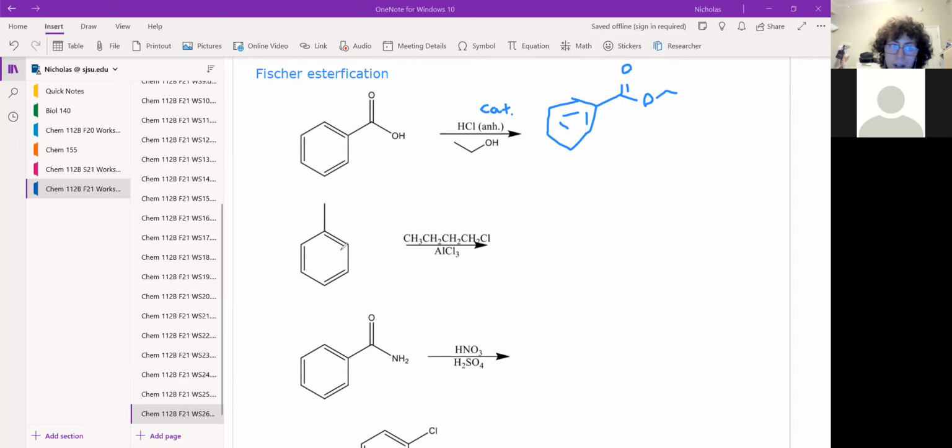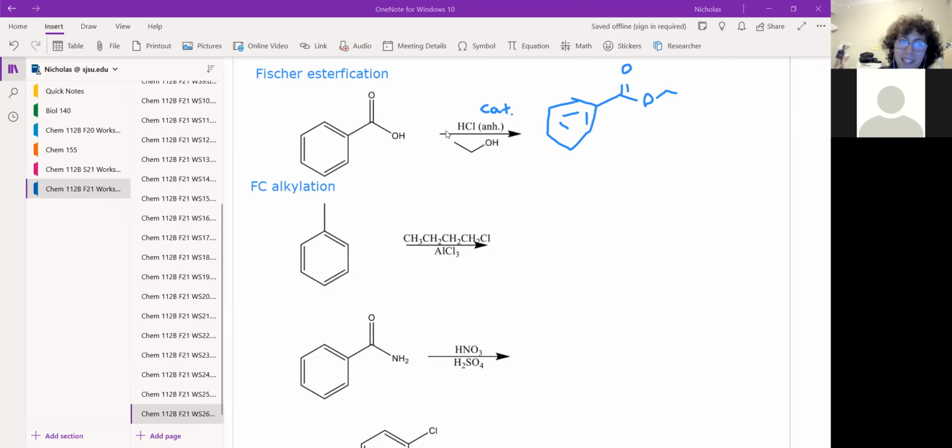What is this next reaction? Starting with toluene and then adding N-butyl chloride with AlCl3. This is Friedel-Crafts Alkylation. Let's see. So there are a few things to this. How can we add a single methyl group to a benzene? That's a good question. I can show you after we do this, if you would like.